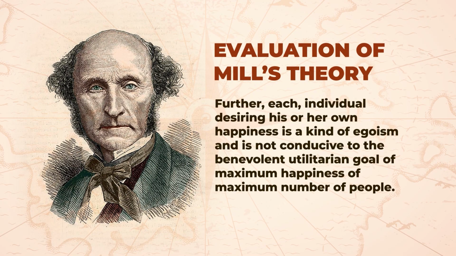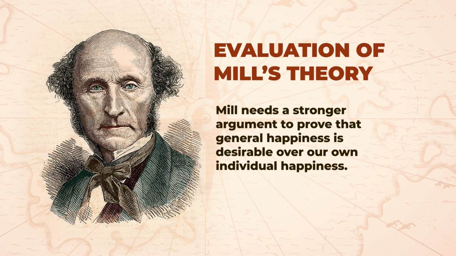Further, each individual, while desiring his or her own happiness, is expressing a kind of egoistic interpretation, and it is not at all conducive or beneficial to the benevolent utilitarian goal, which is maximizing the happiness of the maximum number of people. Mill definitely needed a stronger argument to prove that general happiness is desirable over our own individual happiness.